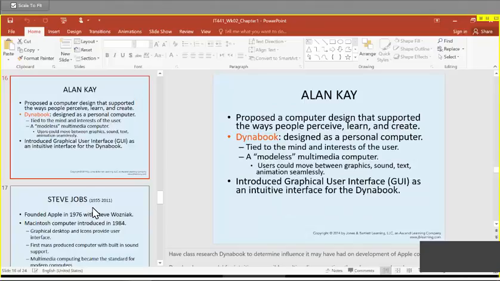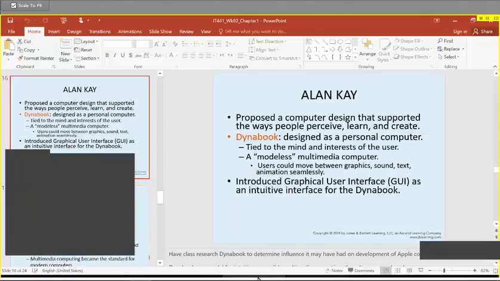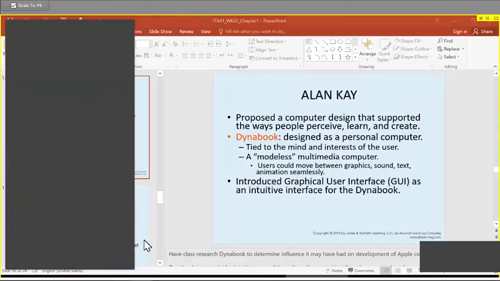Then after that was a multimedia visionary known as Alan Kay, and he was the one who proposed a computer design that supported the ways people perceive and learn and create.